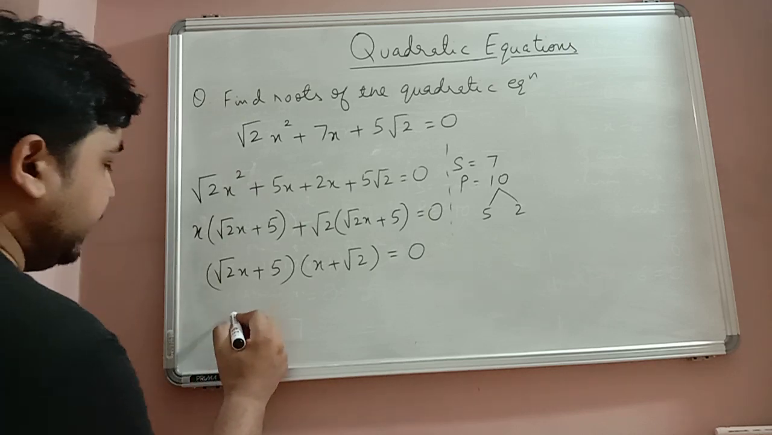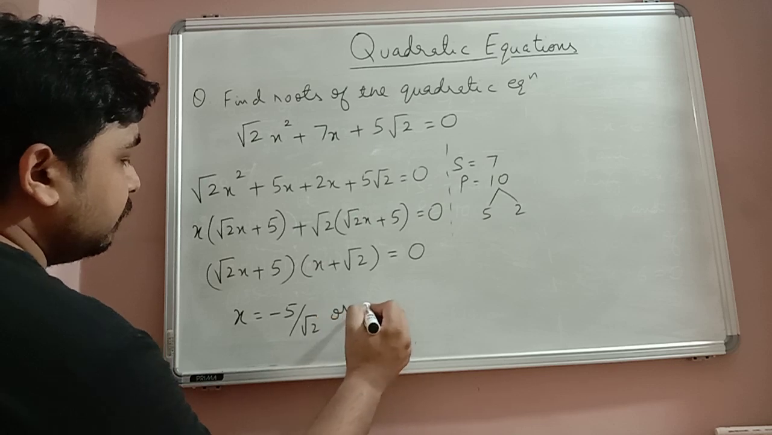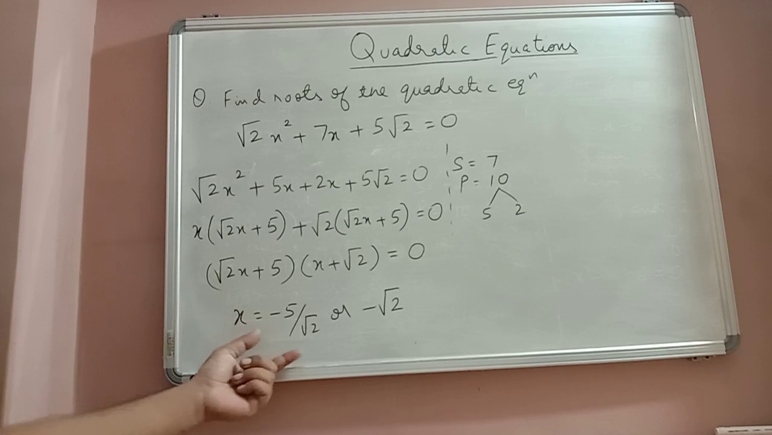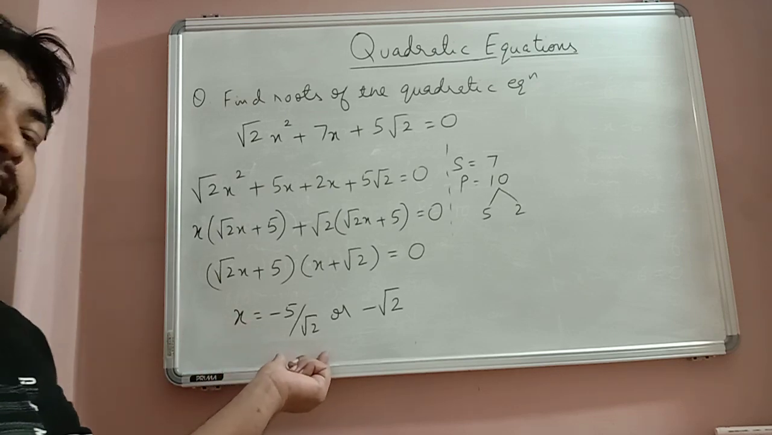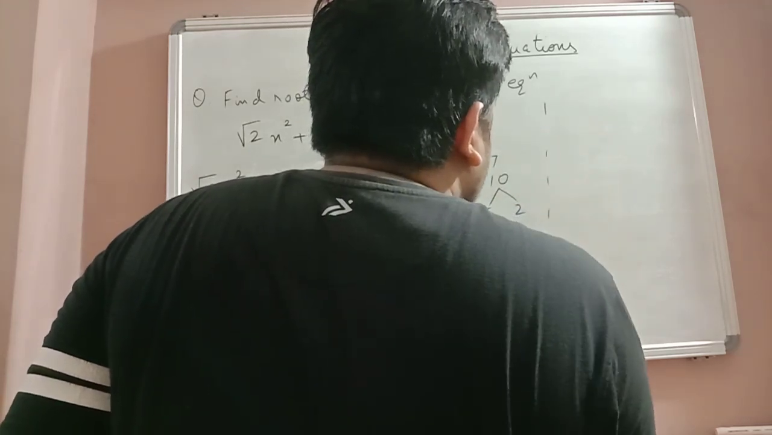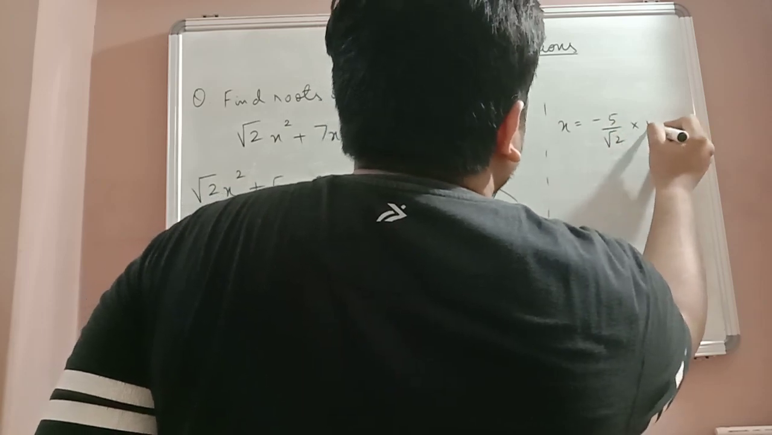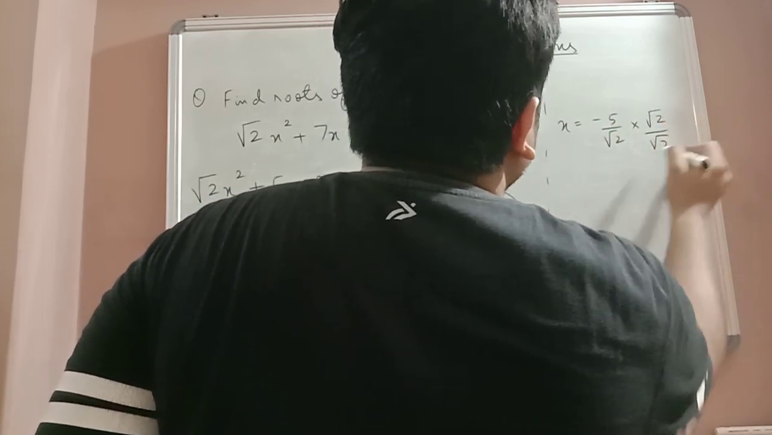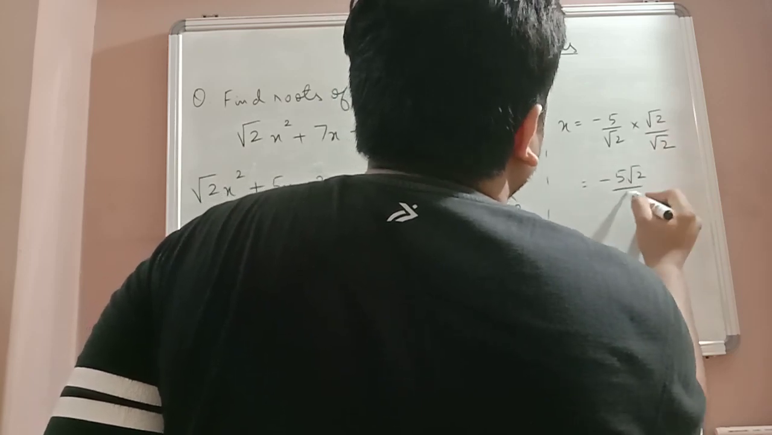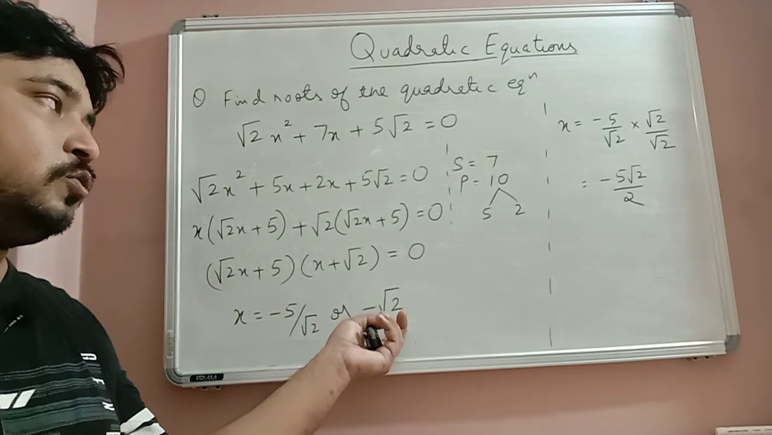So here the values of x are: x is equals to minus 5 over root 2 or x is equals to minus square root 2. Now minus 5 by root 2 is not rationalized, so we need to rationalize this. x is equals to minus 5 by root 2 can be rationalized easily by multiplying by root 2 in the numerator and denominator. So this becomes minus 5 root 2 by 2. So the roots are minus 5 root 2 by 2 and minus root 2.